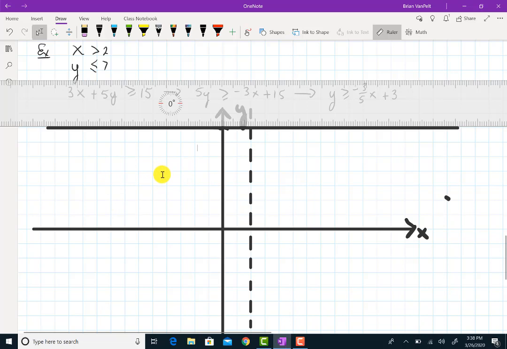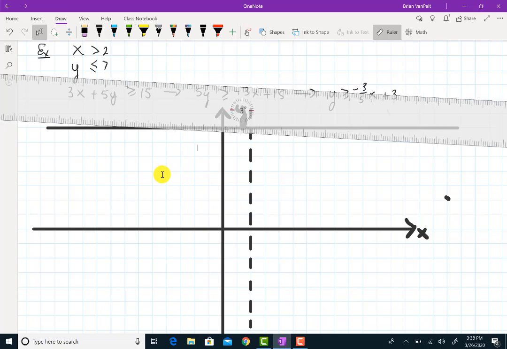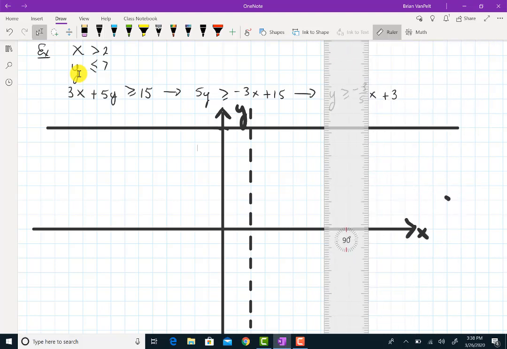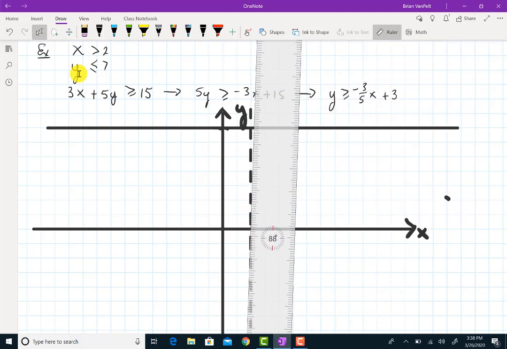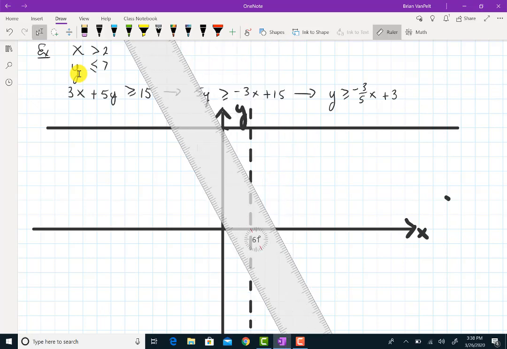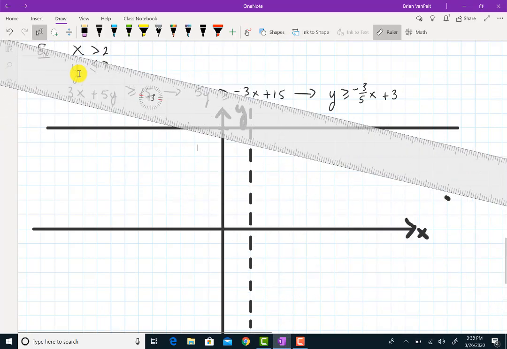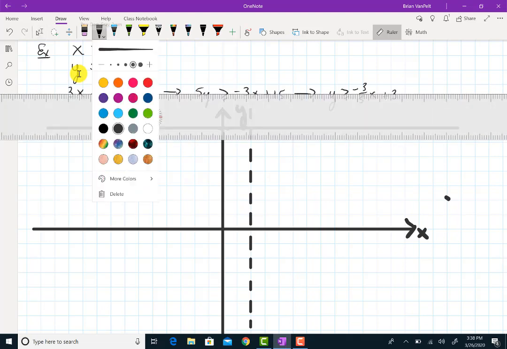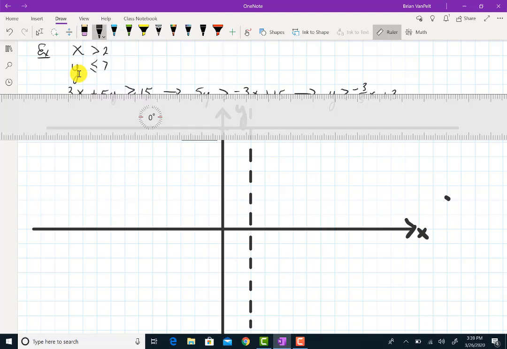So what I'm going to do is, since I'm not going to try to find the region between just these first two, because we did that in the last problem and it was pretty simple, I know that the region that I want will be to the left of the dashed line and it will be below the other line. So I'm going to draw the shading where I know it's going to be. So let me go ahead and put my shading in. And it goes all the way to the dashed line.